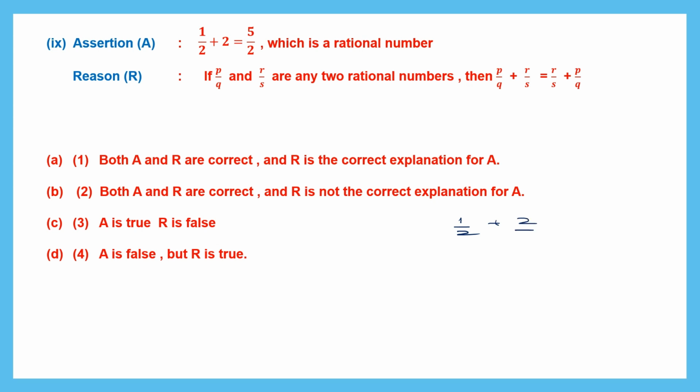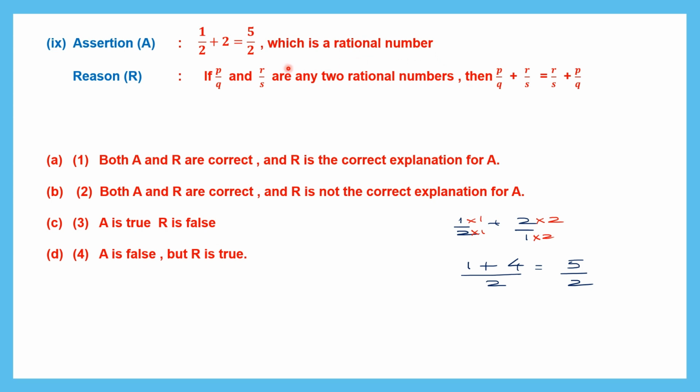So this will be 2 by 1. Our LCM will be 2. So here it is, 2 into 1, so 1 into 1, 1 ones are 1, plus, when you go to the other side, 1 into 2 is 2. So 2 into 2 is 4. So 1 plus 4, which is 5 by 2. So here the answer 5 by 2 is correct, and here it says which is a rational number.